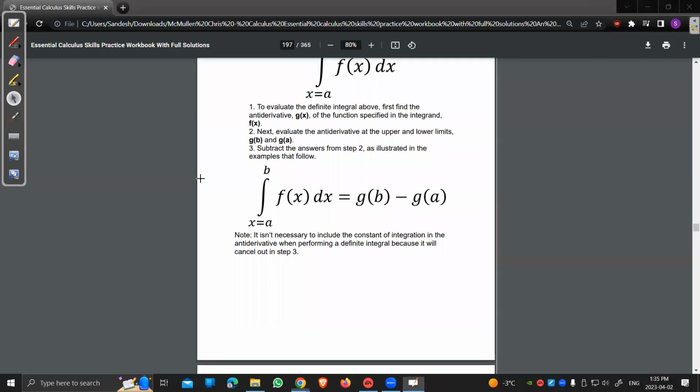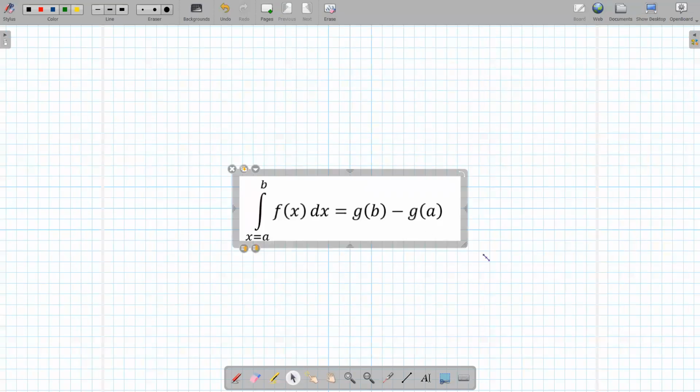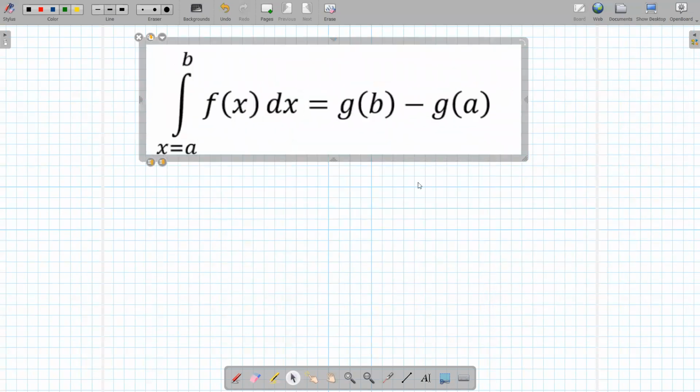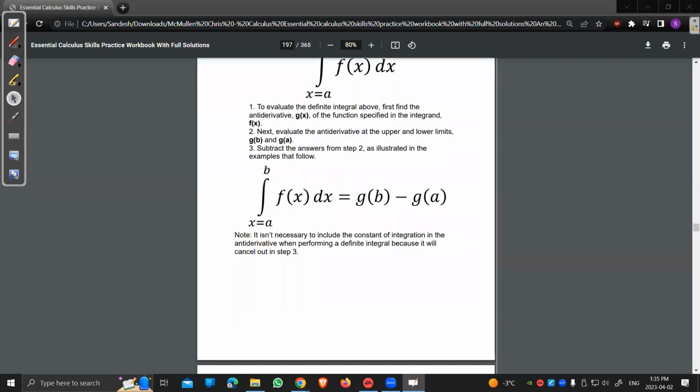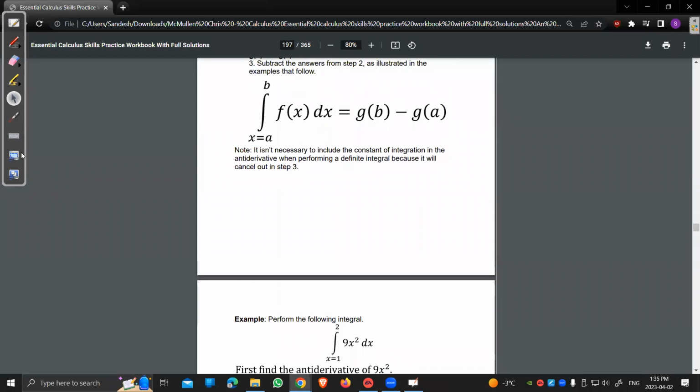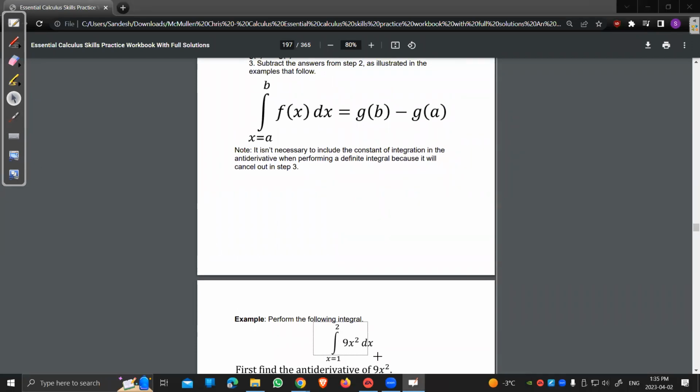This is the way they have written it. Basically, g of x is the integral of f of x, okay? We use f prime of x, and then this became f of x. It's the same idea. Once you integrate this, you're going to put the upper bound, you're going to put the lower bound, you're going to subtract it. You'll see it's pretty simple. It's not that difficult. It's just one extra step from everything we've done.